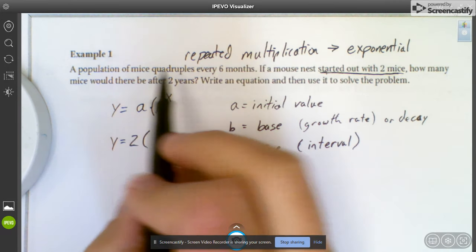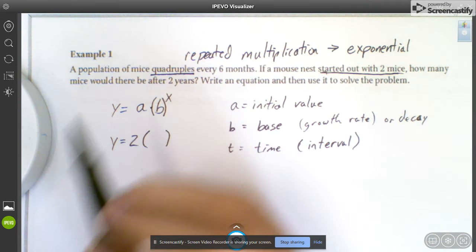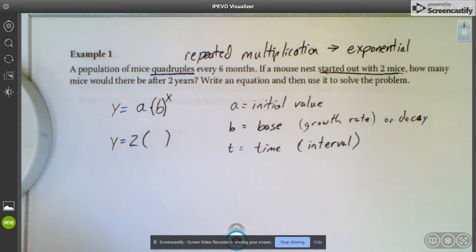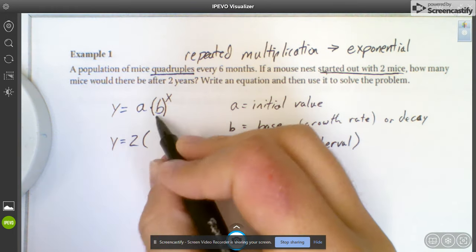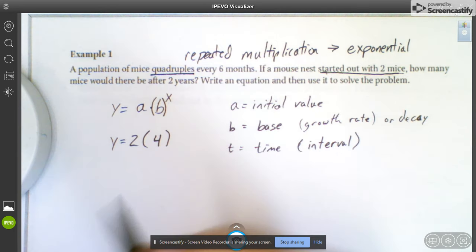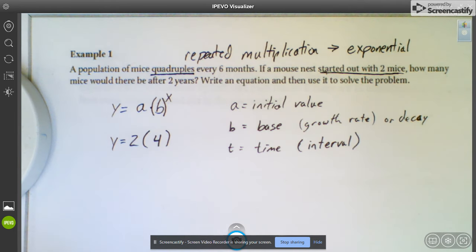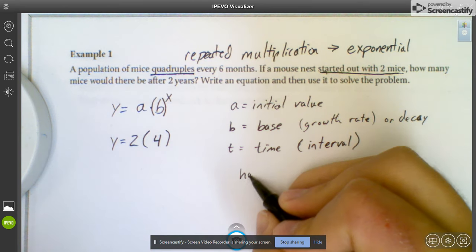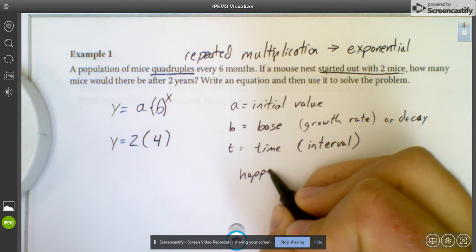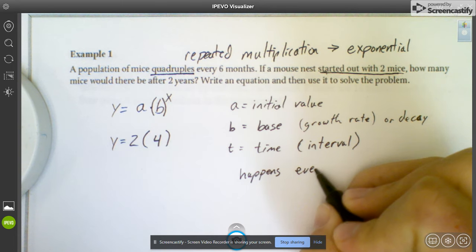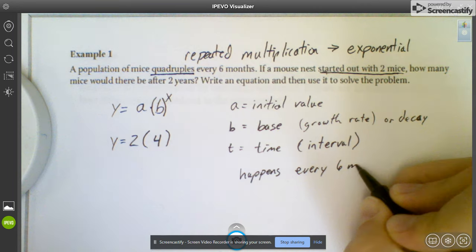A population of mice quadruples every 6 months. Quadruples means it's being multiplied by 4. It gets 4 times bigger every 6 months. So that's our base. Our base is going to be 4. Now the next thing we need to figure out is our interval. This is where it starts to get a little tricky because it's happening every 6 months. It quadruples every 6 months.